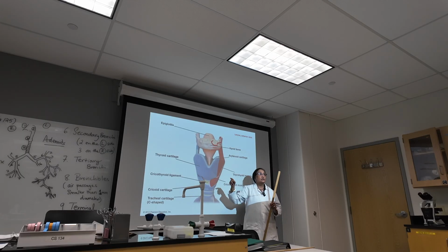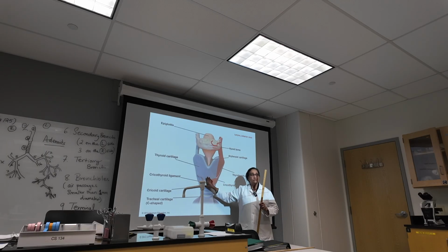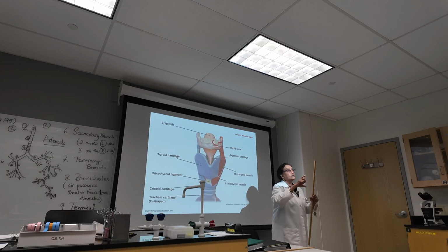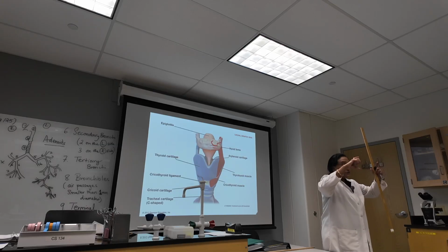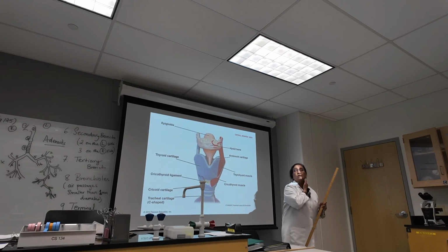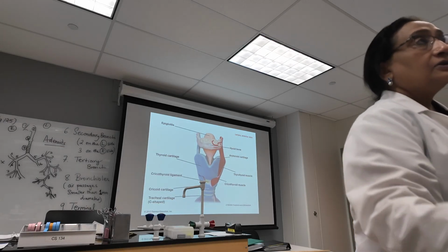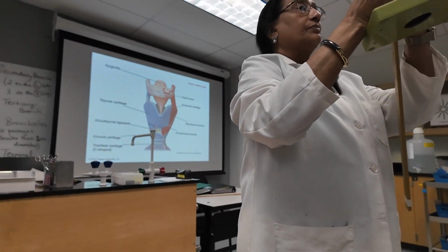This is the thyroid cartilage, because you know the thyroid gland is here. So it's called the thyroid cartilage. This is a butterfly shaped cartilage in front and on the sides, not at the back, only in the front and the sides, as you can see. So front and side. Okay.